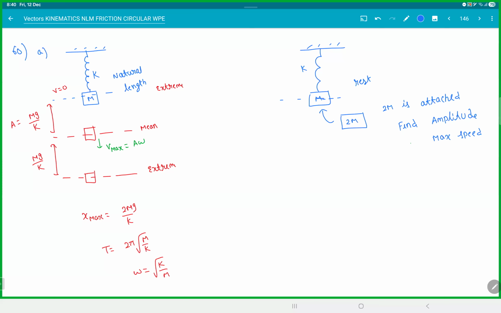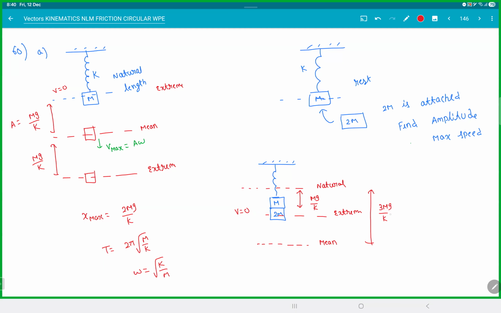Same story. So the moment you attach here, always think of it like this. The moment you attach, your speed is still 0. You cannot suddenly move. This is your natural length. This is your mg by k. Since you're starting here from rest, this must be extreme. In an SHM, you have zero speed at extreme positions. And then as it comes down at 3 mg by k, that's your mean position. This is your mean. So again, remember that length from natural length is 3 mg by k.